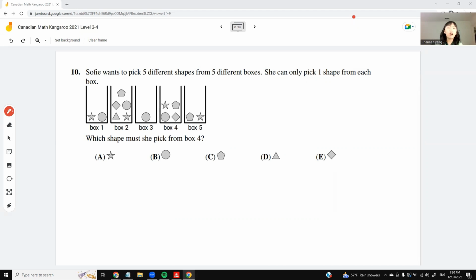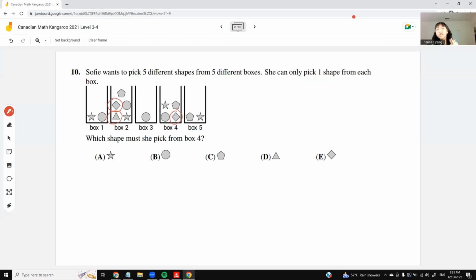But something to quicken this process is to think about the rarest shapes in these boxes. In that case, it would be the triangle and the diamond. As you can see, the triangle only appears once, in box 2. So we must draw it. Otherwise, we're going to end up drawing another shape twice because there isn't another chance to draw the triangle. So that leaves the diamond.